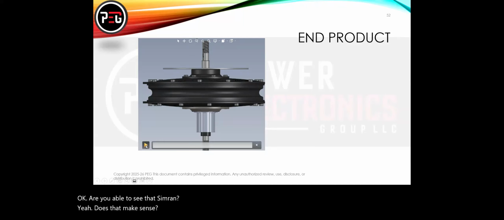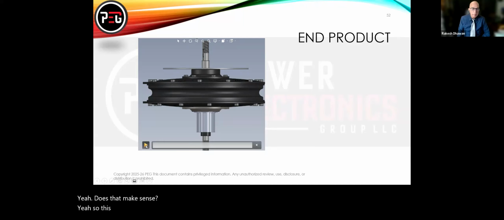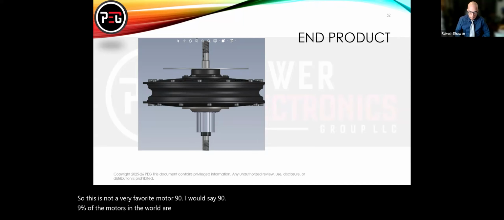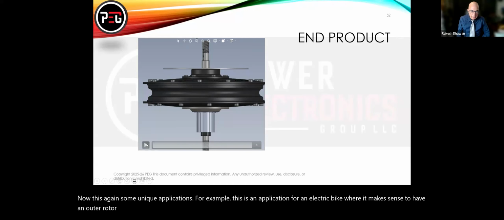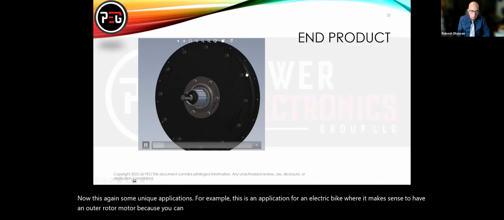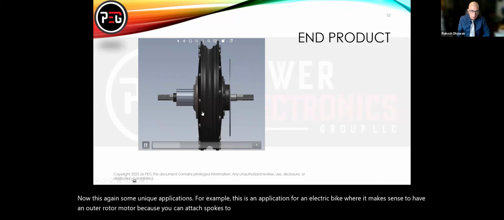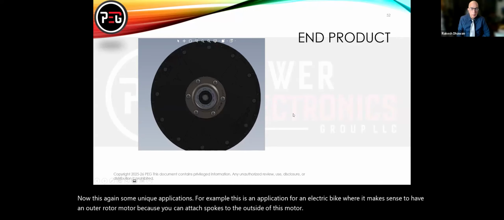Yes. So this is not a very favorite motor. I would say 99% of the motors in the world are with an inner rotor. Now, this is again for some unique applications. For example, this is an application for an electric bike, where it makes sense to have an outer rotor motor because you can attach spokes to the outside of this motor.